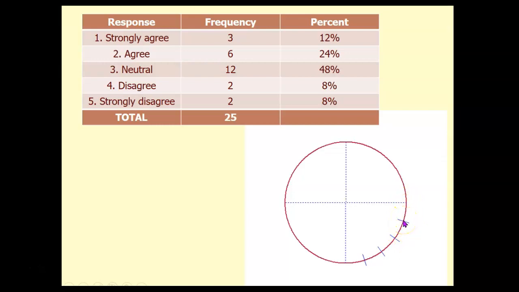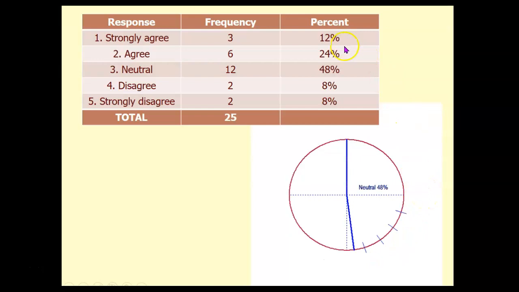So if I want to go ahead and draw in 48%, remember I said that was a little bit less than 50%. So it was 2% less than 50%. So that's 25, 30, 35, 40, 45, and then 46, 47, 48. So this section represents the 48% of the people who answered neutral. They neither agree nor disagree with the statement, "I like math."